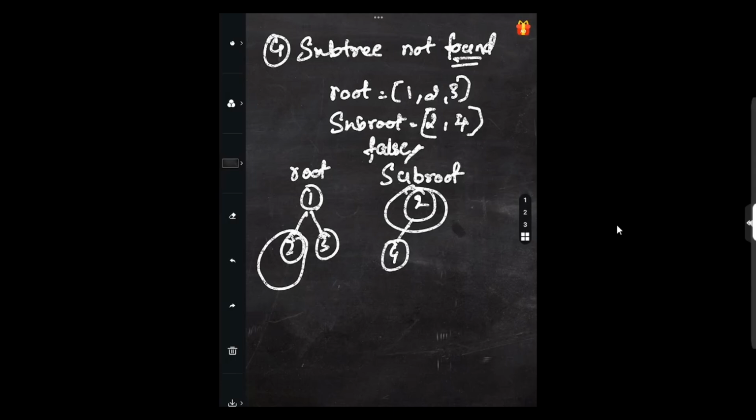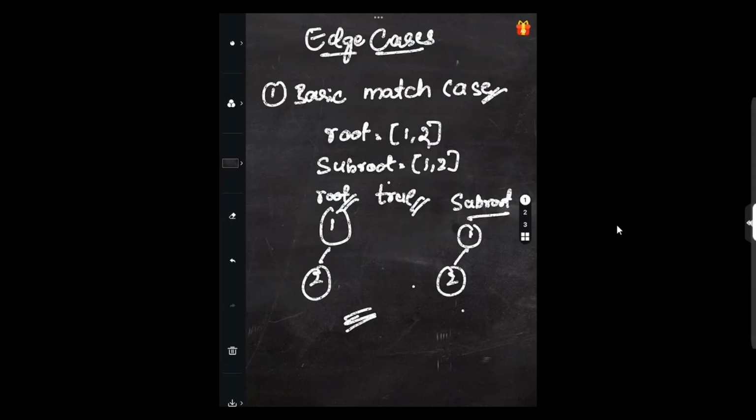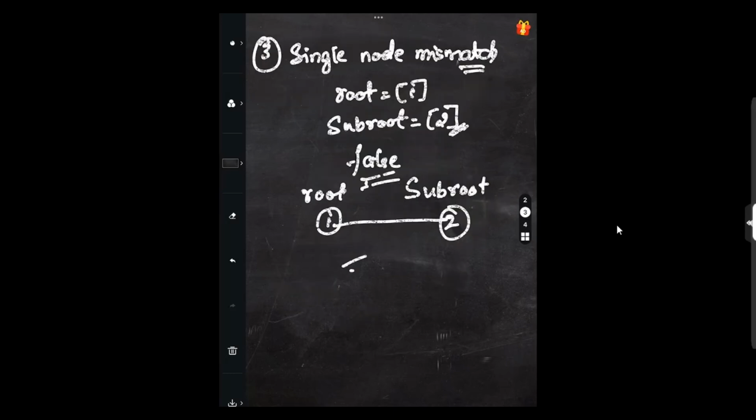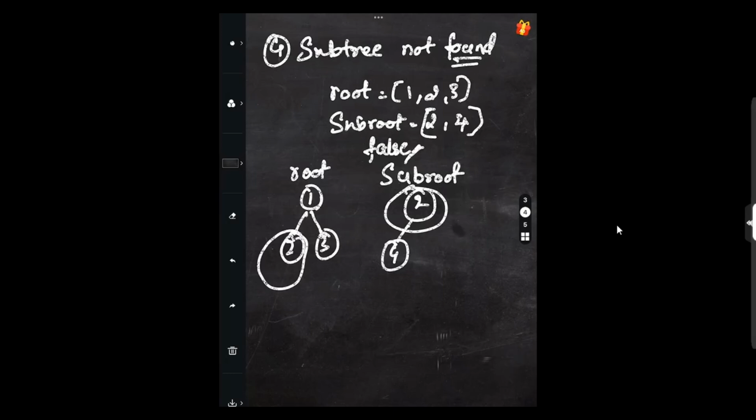These are the 4 edge cases that we need to remember. The first edge case was the basic match case, and the second one was single node match. The third one is single node mismatch, and the fourth, the final one, was subtree not found. So I hope all the edge cases are clear. Next, let's start writing the code.